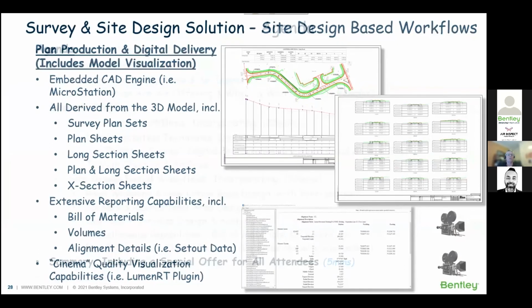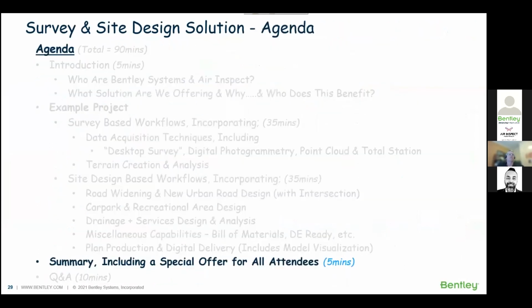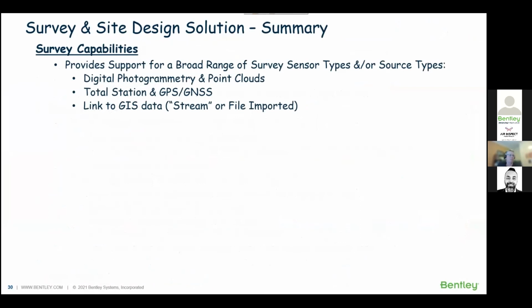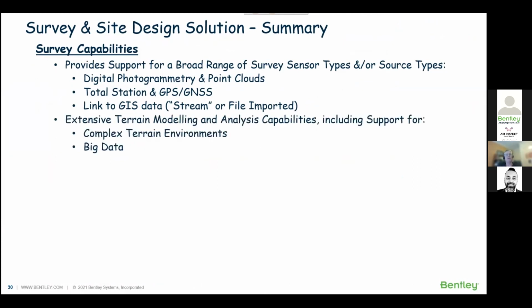So just to summarize, the survey capabilities that we provide within this bundled offering support various survey sensor types and source types, including digital photogrammetry and point clouds, total station and GPS sensors, and the ability to link into GIS data and stream or import that into your project workflow, providing extensive terrain modeling and analysis capabilities, including support for complex terrain environments, and as you saw, with big data as well.